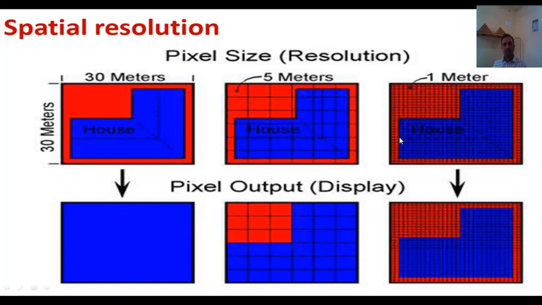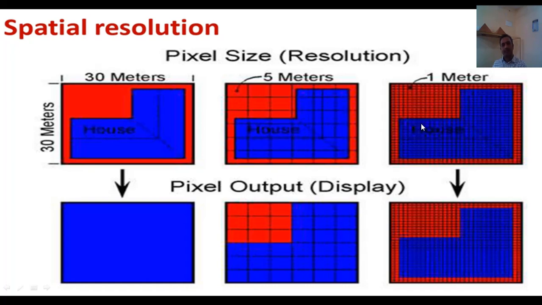For example, at 1 meter resolution, as you increase the resolution from 30 meter to 5 meter to 1 meter, the total house appears like this. We will get much more information. Here the pixel size is very high; with higher pixel size, you get less information from the image. With lower pixel size, you get more information. As the pixel size decreases, the resolution increases.